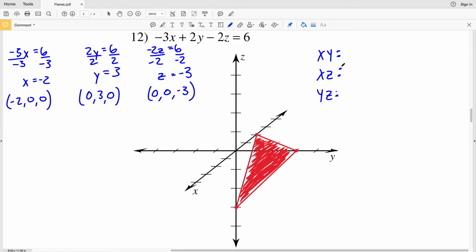The xy trace again occurs when z is equal to 0. So that's negative 3x plus 2y equal to 6. And negative 3, 2, and 6 do not have a number all in common as a factor. Therefore, negative 3x plus 2y equals 6 is the trace. However, on the answer key, the coefficient associated with x is positive, so let's just multiply both sides by negative 1. So that'll be 3x minus 2y equal to negative 6 as our trace for xy.